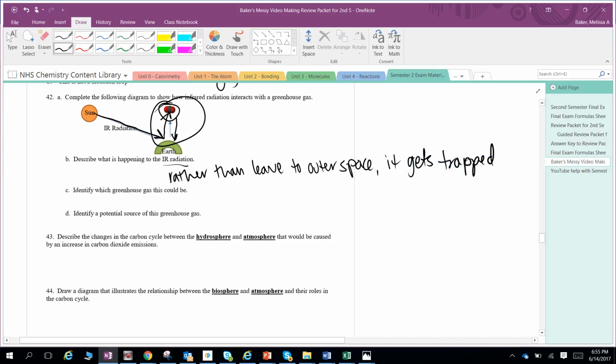And based on the picture here, there's really only one greenhouse gas that this could be, and that is carbon dioxide, because I can see carbon surrounded by those two red atoms, which are the oxygen atoms. And there are other greenhouse gases as well. Methane and water vapor are notable greenhouse gases. There could be a lot of different sources of this CO2. For example, the combustion of fuel, and specifically a fossil fuel.